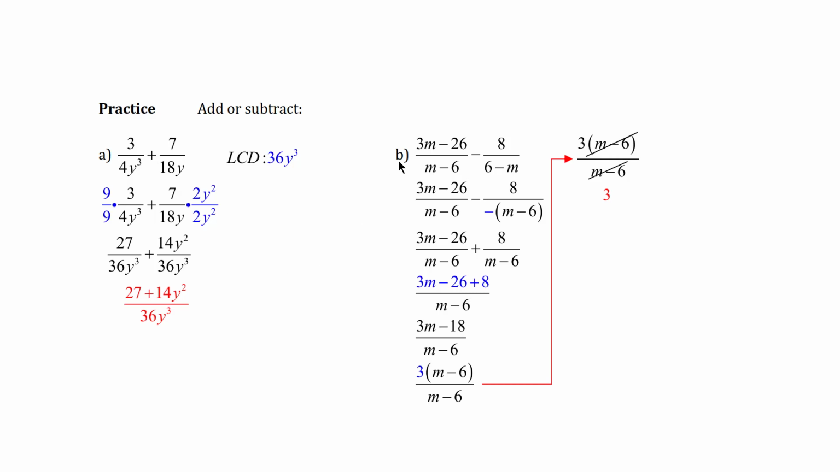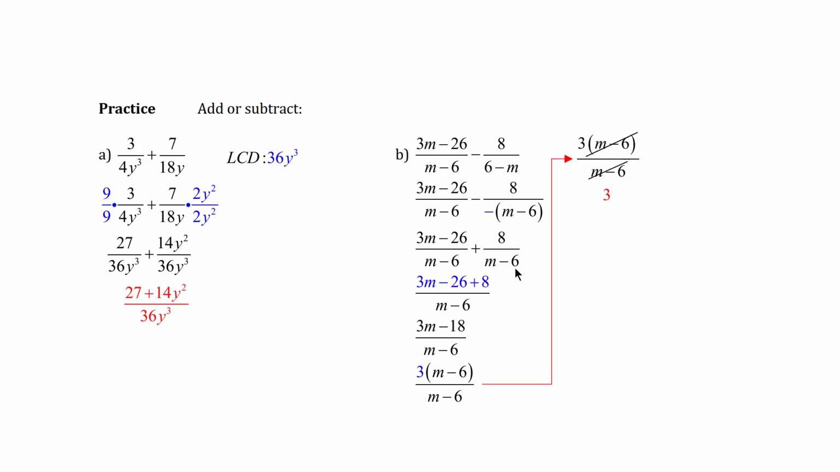Moving on to part B, we first factor out a negative from the 6 minus m, and then we bring down everything else. The result is 3m minus 26 divided by m minus 6 minus 8 divided by negative parentheses m minus 6. Next, we could get rid of the negative in front of the parentheses by combining it together with the negative in front of the second fraction. The result is 3m minus 26 divided by m minus 6 plus 8 divided by m minus 6.